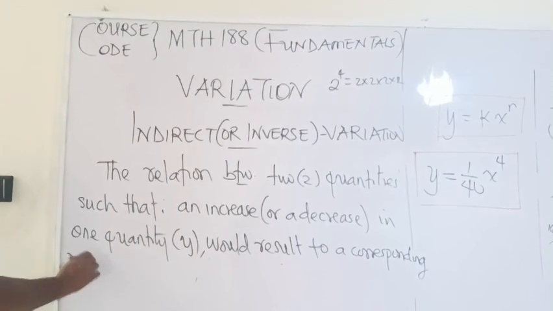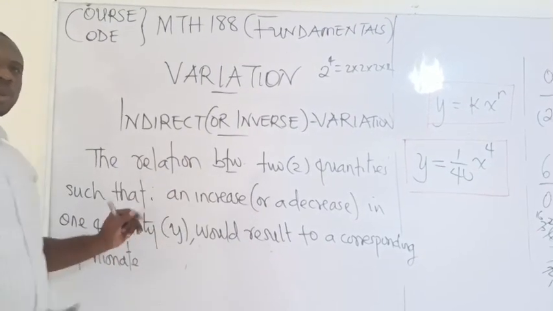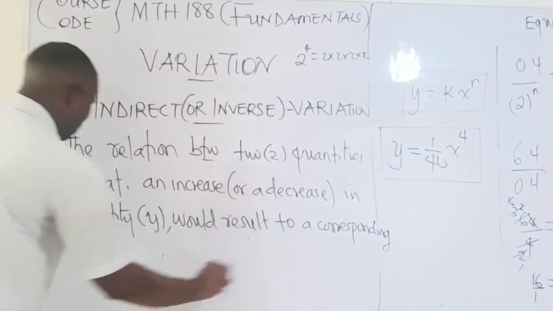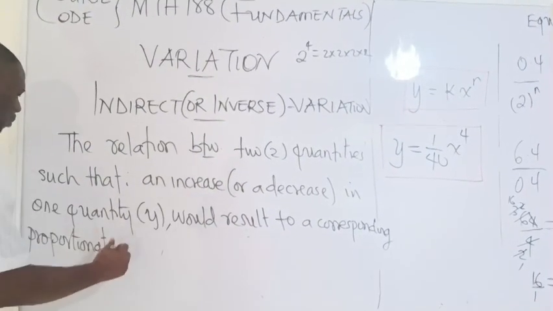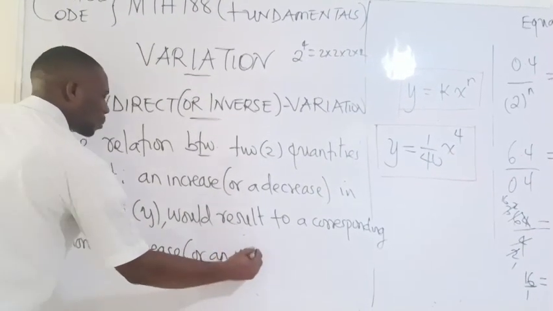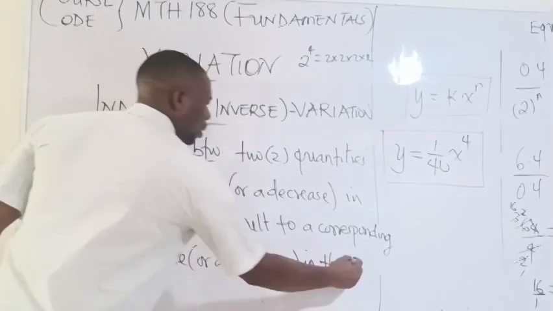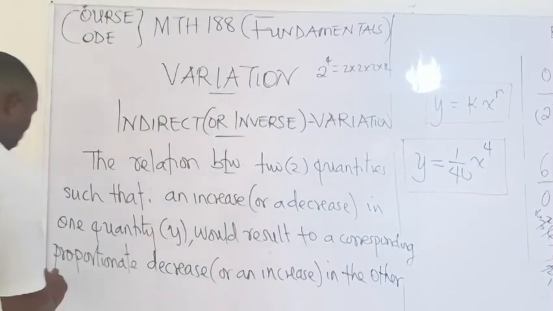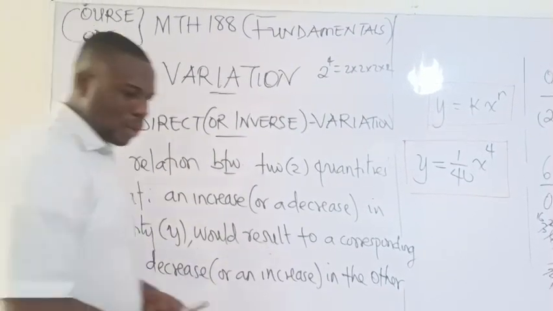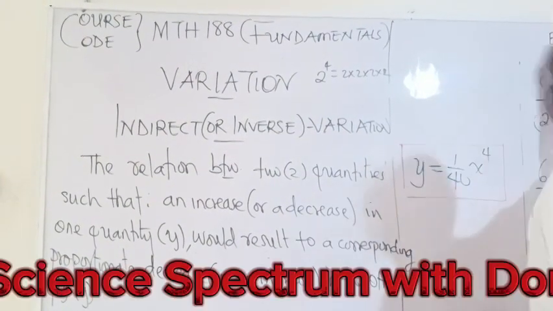proportionate. Now this wouldn't be an increase or a decrease anymore, but I have to switch this now. So this would result in a corresponding proportionate decrease or an increase in the other quantity, in this case, let's just say it's y. All right, so let me express this mathematically on the board, just like we've done earlier on.